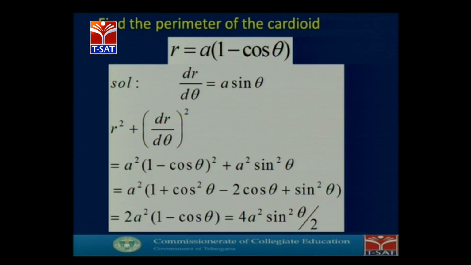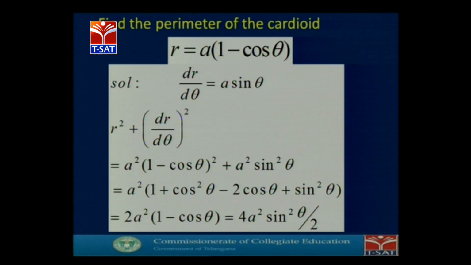What is dr by d theta? Differentiating a into (1 minus cos theta): the derivative of 1 is 0, and the derivative of minus cos theta is sin theta. So dr by d theta is a sin theta. Now substitute in r square plus (dr by d theta) whole square, with r as a into (1 minus cos theta) and dr by d theta as a into sin theta.